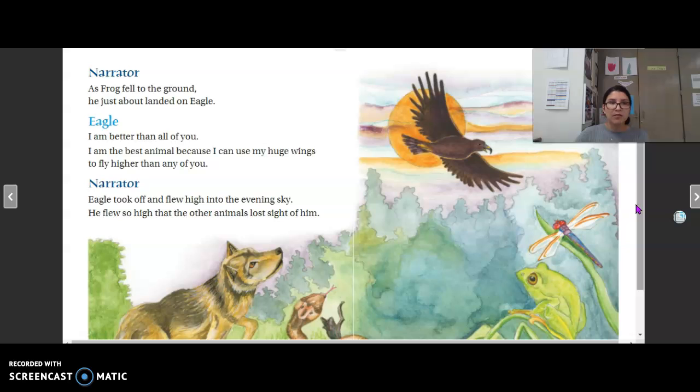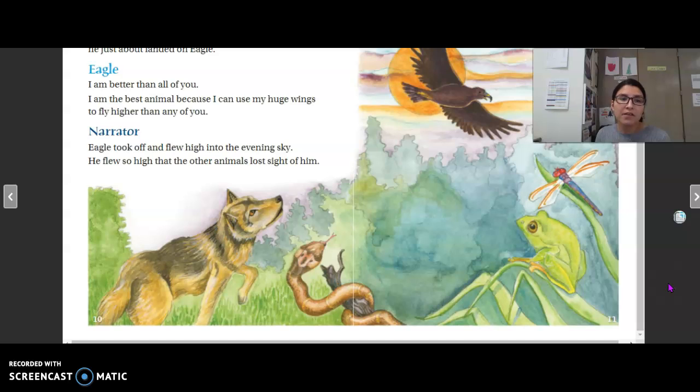Narrator. As Frog fell to the ground, he just about landed on Eagle. Eagle. I'm better than all of you. I'm the best animal because I can use my huge wings to fly higher than any of you. Narrator. Eagle took off and flew high into the evening sky. He flew so high that the other animals lost sight of him.